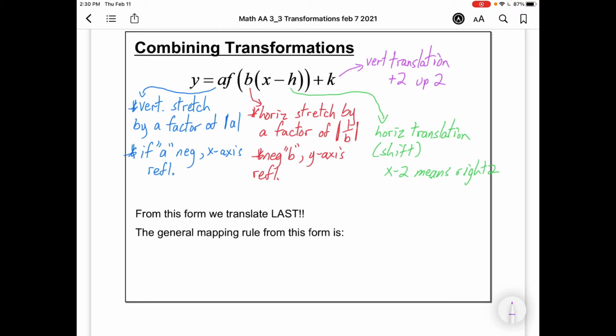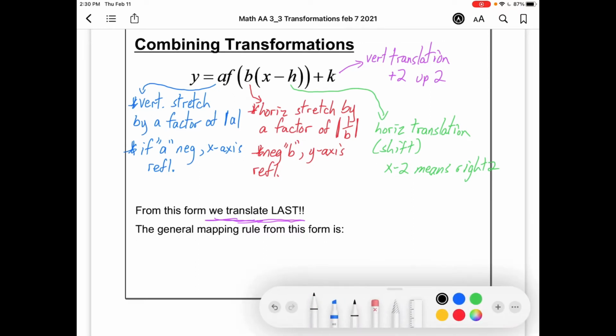If you have it in this form, where the coefficient of x is all factored out, and where we have it in y equals, we translate last. It does not matter which order we stretch and reflect in, but it does matter that we translate or shift last. The general mapping rule that we get from this is as follows.